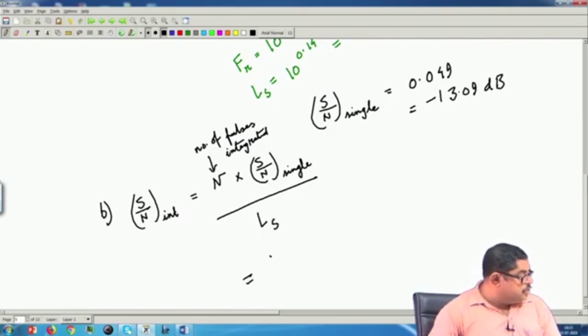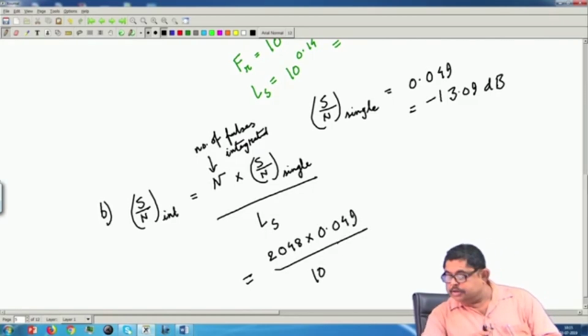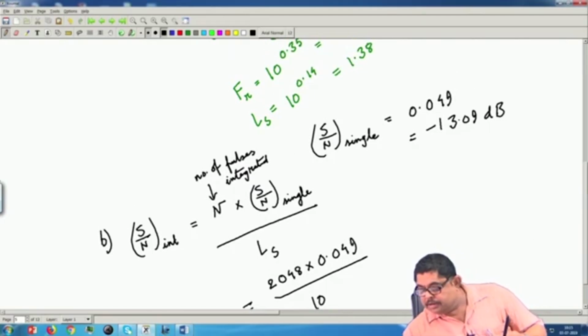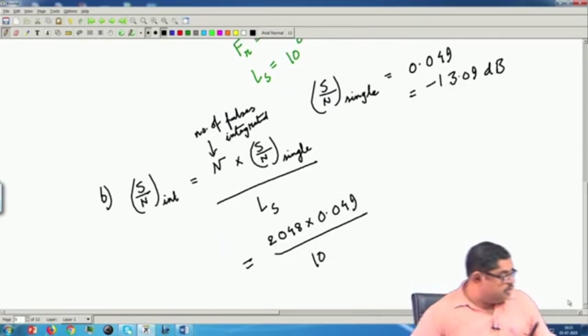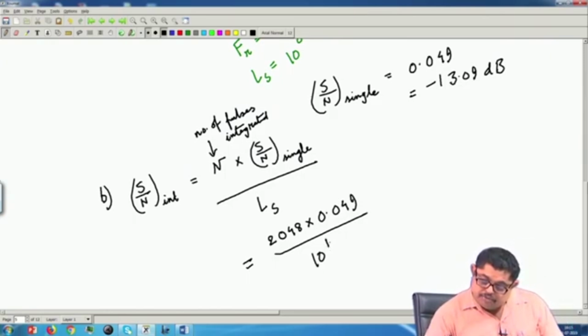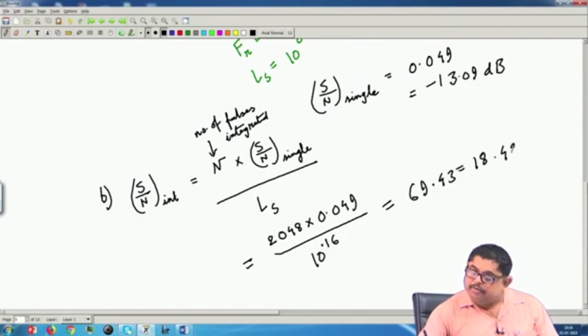So, that will be nothing but 2048 into 0.049 divided by 10 to the power 0.16, that value we can directly put. So, that will turn out to be 69.43, which is 18.42 dB.